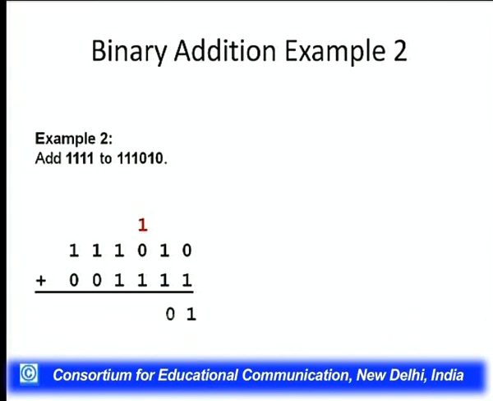Again in this column it becomes 1 and 1, so you again write the number 0 and 1 can be carried over. Now, this column becomes 1 1 1, that is equivalent to 3.